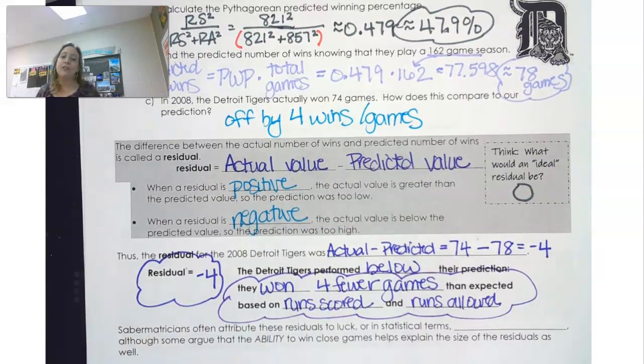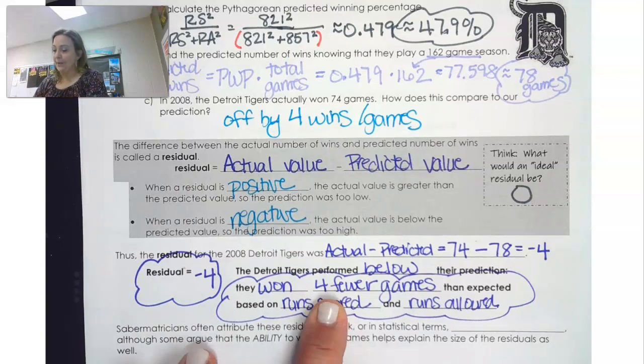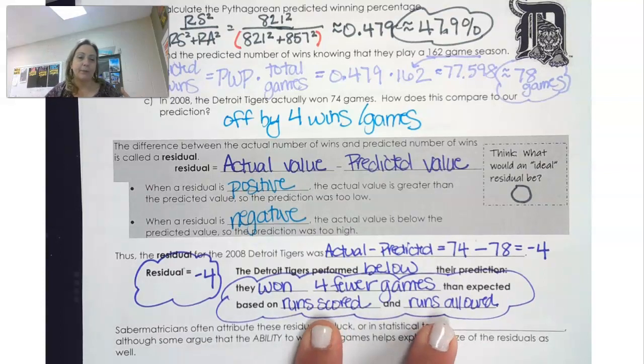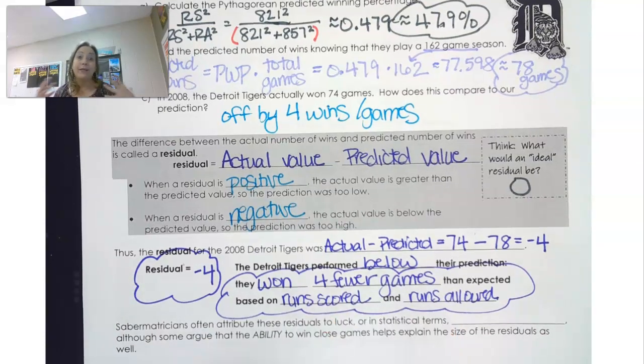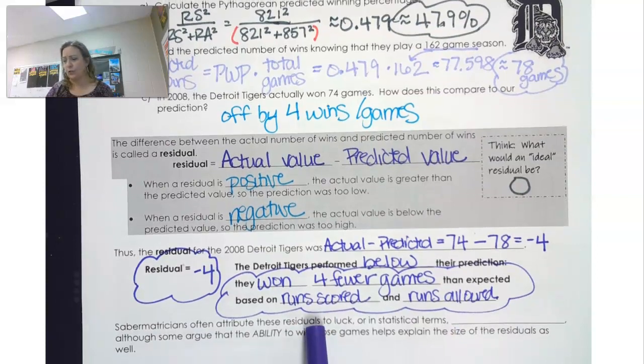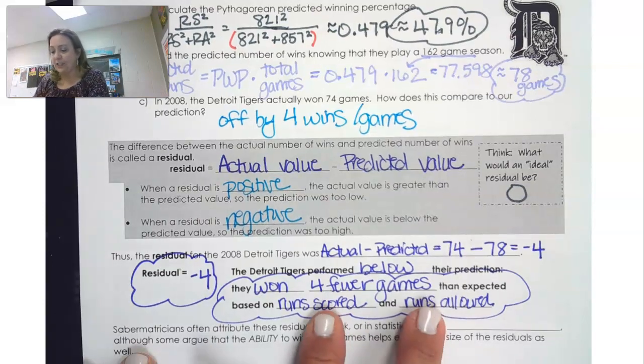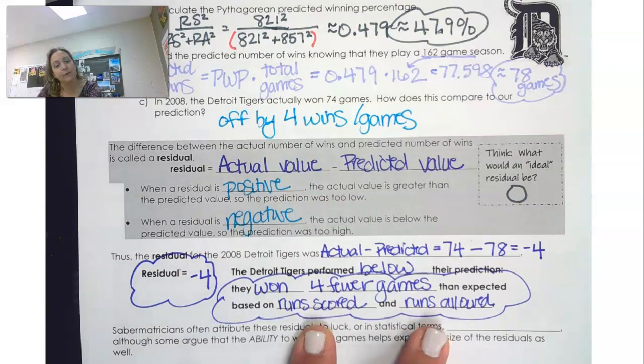When we interpret a residual, we're just going to say what exactly happened. Was it 4 fewer games? Was it 4 more games than expected? And then also what we're basing the prediction on. We won't always make predictions just based on runs scored and runs allowed. Maybe we would make predictions based on home runs or something like that. So that's what this is. It just tells us what we're using.